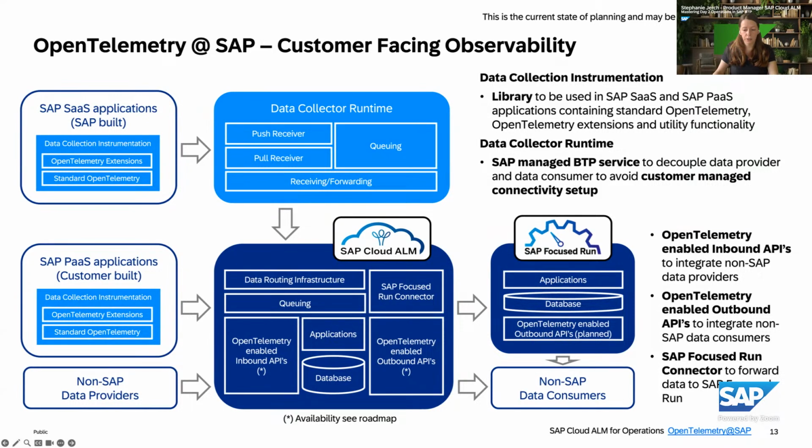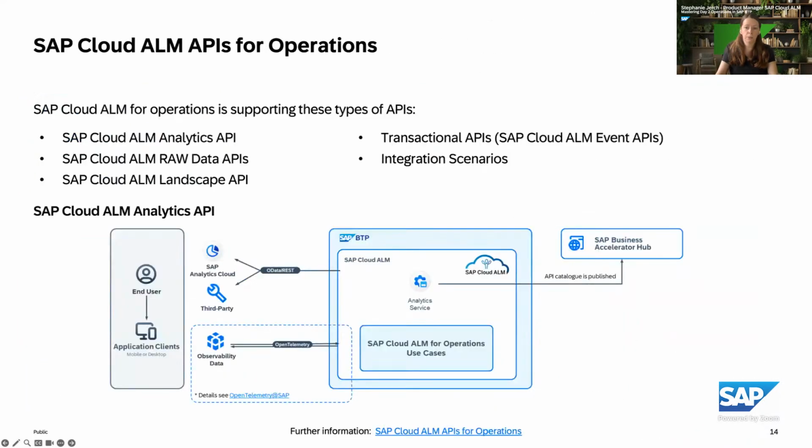As I briefly touched on the APIs, I would like to mention that we have various types of APIs in the operations area. On the one hand, there are analytical APIs where you can consume the collected monitoring data and bring it into your own dashboard, or create any further things you would like to do from an analytics perspective. There are also raw data APIs, the option to read the landscape, and last but not least, transactional APIs as well as integration scenarios.